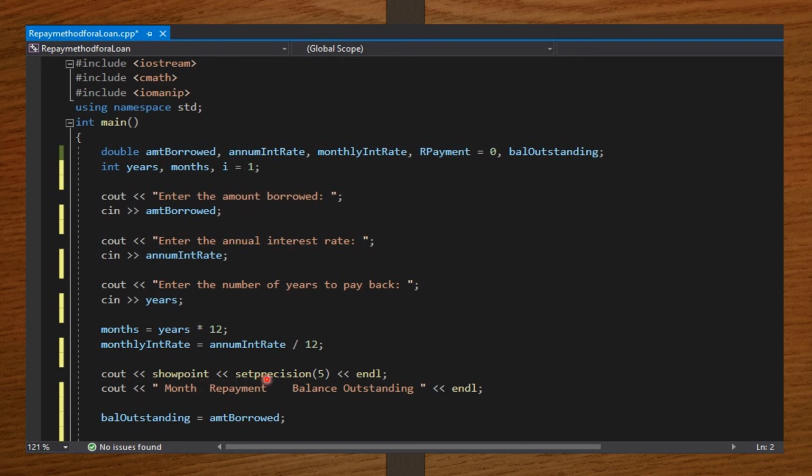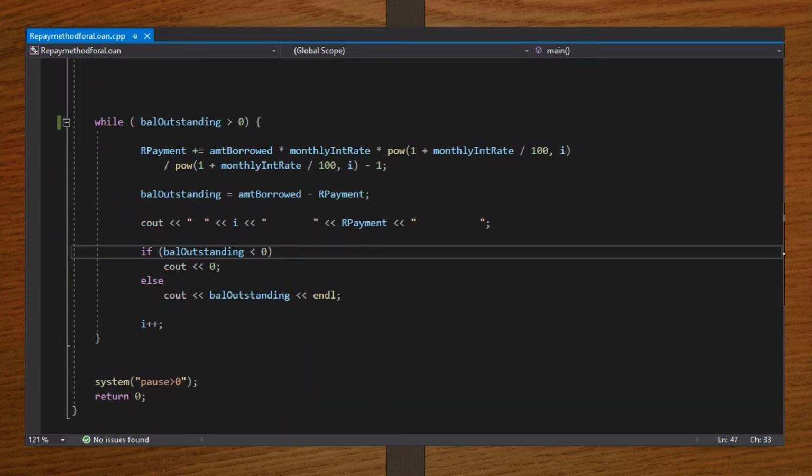Then we are printing out the table, which is the month, the repayment, and the balance outstanding, which will be the columns. Then because the user hasn't paid anything yet, we said that the amount that the user borrowed is just the same as the amount that the user is supposed to pay because he hasn't paid anything yet. Then we said that while the balance is greater than 0, we should be computing and at the same time printing out all the values until the user fully pays the loan. After that, we end the program with system pause, which will ensure that only the needed information is displayed when we run our code, and then return 0 to finish.